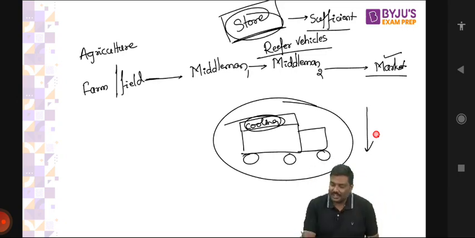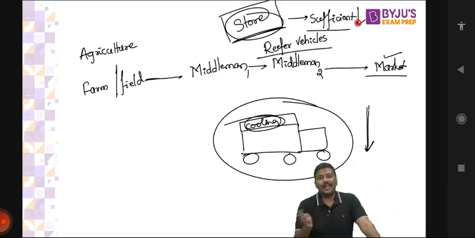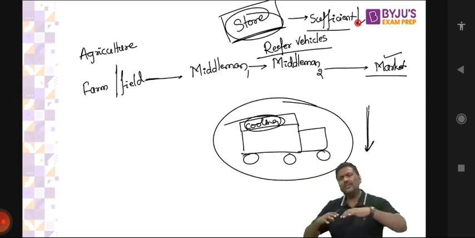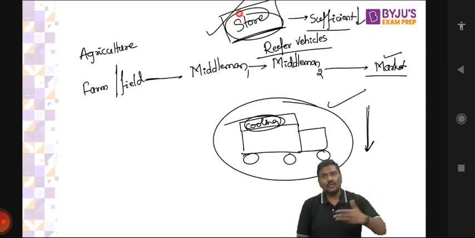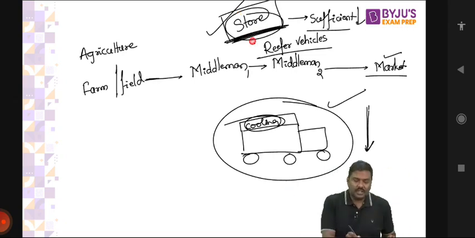So this is basically a structural issue. This is fundamentally a structural issue. And understand, you cannot address this issue overnight. You will take a lot of time to address these kinds of structural issues. So what is the problem if it is not sufficiently available? What if the storage facility, sufficient capacity, is not there? You will produce a lot of onion, tomato, etc.